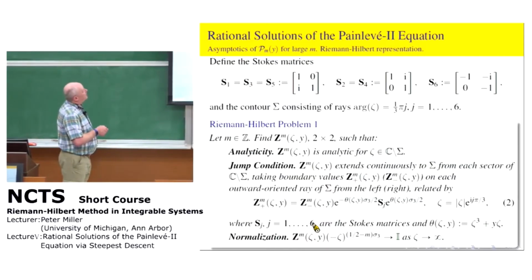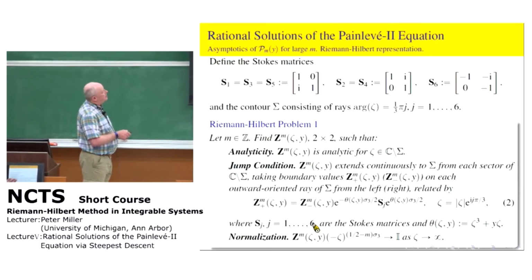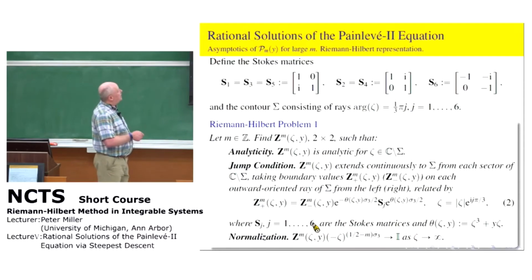So here are the Stokes matrices again for Painlevé 2 rationals. So the odd indexed Stokes matrices are lower triangular with i in the off-diagonal entry. The S2 and the S4 are upper triangular with i in the off-diagonal entry, and S6 is the only one that looks different. It has -1 on the diagonal and -i on the off-diagonal. Okay, and the contour sigma for the Riemann-Hilbert problem consists of 6 rays going out from the origin at these angles, so multiples of pi over 3.